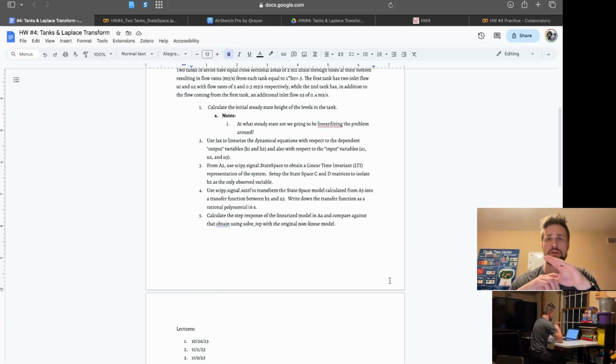Now, for a state space system, we have our A and our B matrices, which were our Jacobian with respect to fluid height, and then our Jacobian with respect to fluid inputs to our system. Now we need to figure out our state space C and D matrices in order to proceed with our overall state space representation of our system. So let's go ahead and bring that in now.